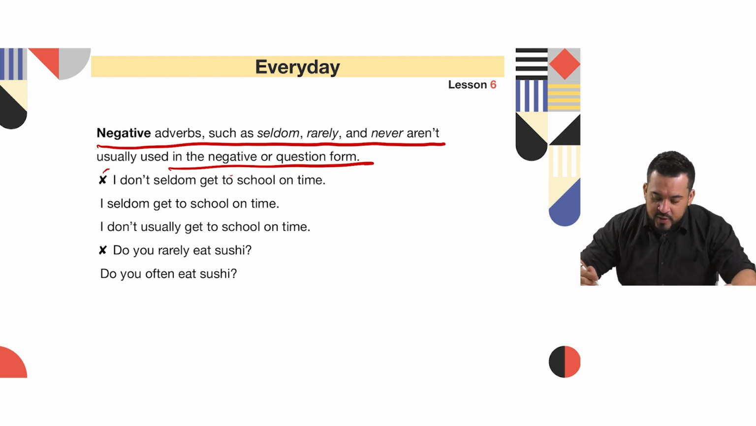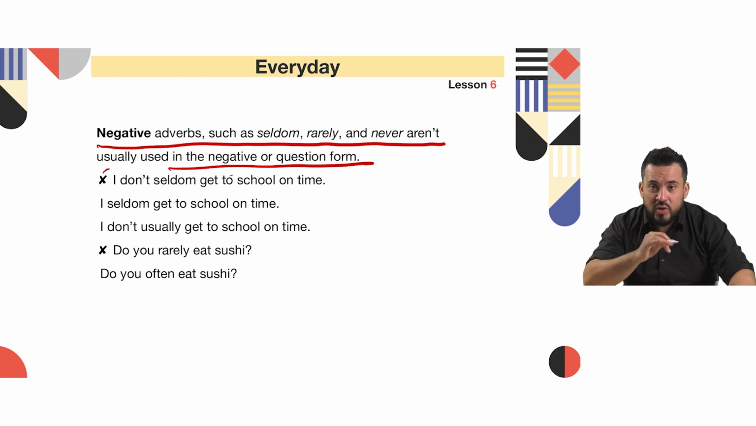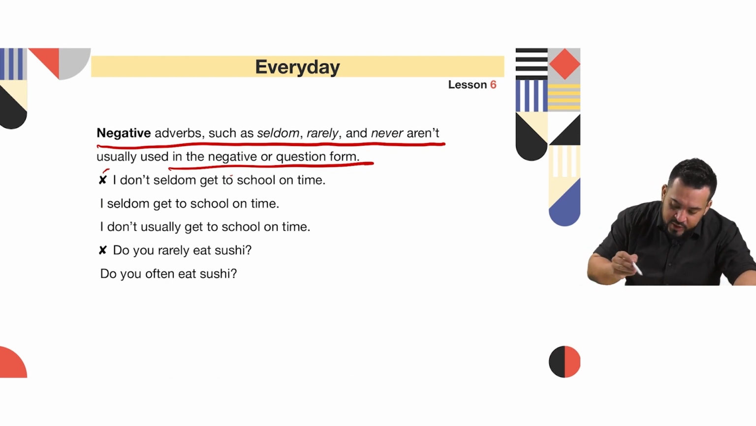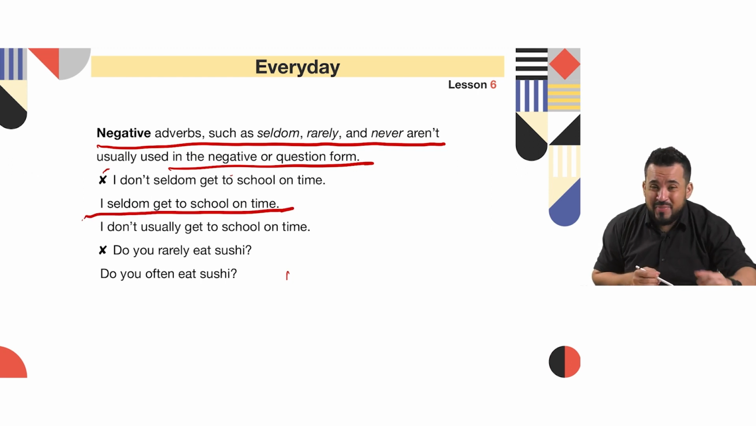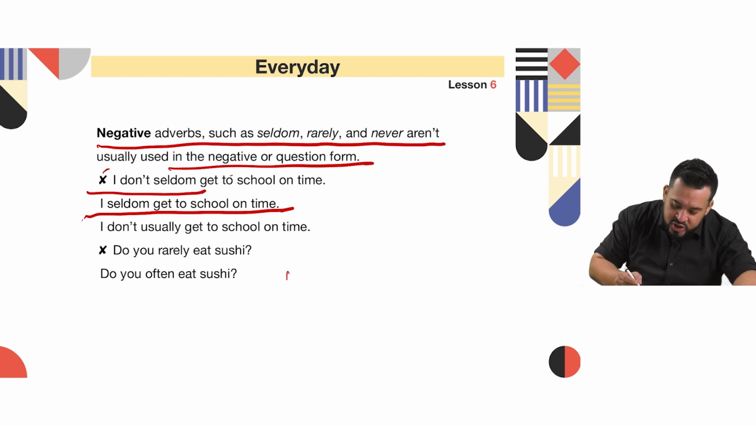Negative adverbs like seldom, rarely, and never are not used in negative forms or question forms. They're always used in the affirmative form. Let's see some examples. It's correct to say, I seldom get to school on time. It means I hardly ever get to school on time. It means I'm always late. But we cannot say I don't seldom get to school on time. This is wrong.